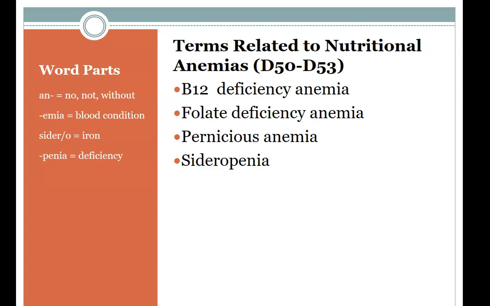Sideropenia is deficiency of iron in the blood. This may be due to chronic blood loss, inadequate iron intake, or unspecified causes. It is a type of iron deficiency anemia. Your word parts. You've got an, again, is no, not, and without. Anemia is a blood condition. Sidero is iron, and penia is deficiency.